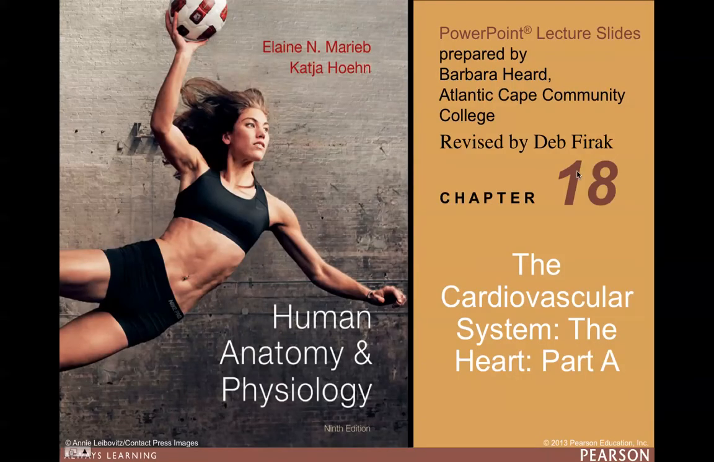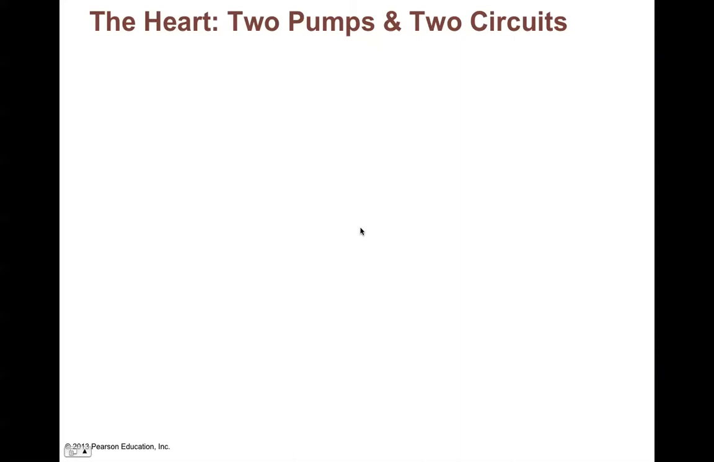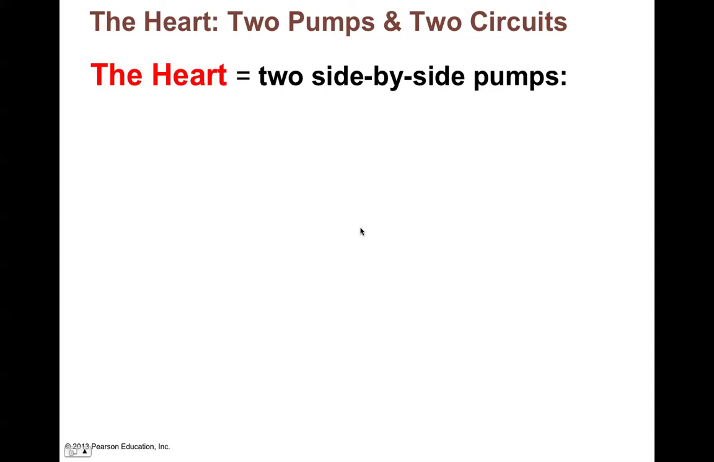Good day, everyone. We are now on Chapter 18, the Cardiovascular System, the heart. This is Part A. There will be a Part A and a Part B to this chapter. The heart is actually two pumps with two distinct circuits. The heart has two side-by-side pumps.